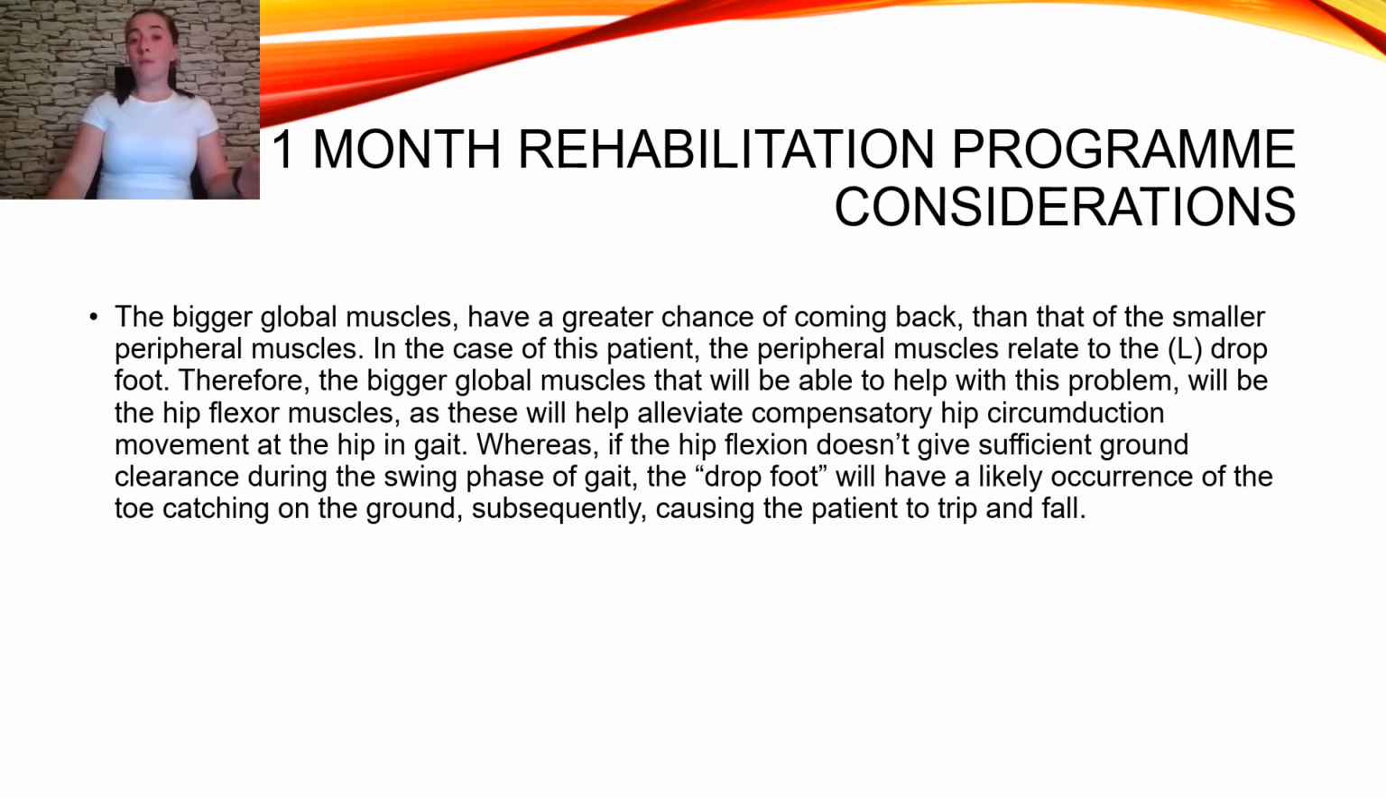So the bigger global muscles have a greater chance of coming back than that of the smaller peripheral muscles. And in the case of this patient, the peripheral muscles relate to her left drop foot. Therefore, the global muscles, the bigger muscles, are relating to the hip flexor muscles. As a result of the left drop foot, hip circumduction can happen and occur through the gait cycle.